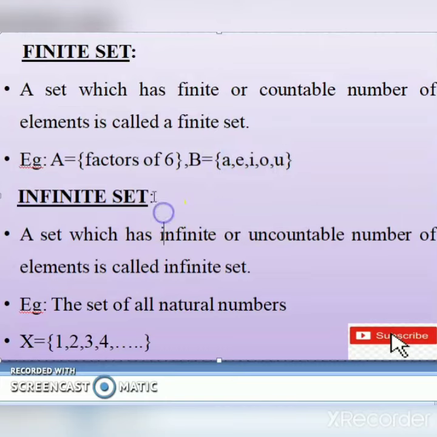Okay. Now what are infinite sets? A set which has an infinite or uncountable number of elements is called an infinite set. A set in which we cannot count the number of elements is called an infinite set. For example, if I say the set of all natural numbers, I know natural numbers start from 1 and go till infinity. So X equals 1, 2, 3, 4, and so on, will come under infinite set.